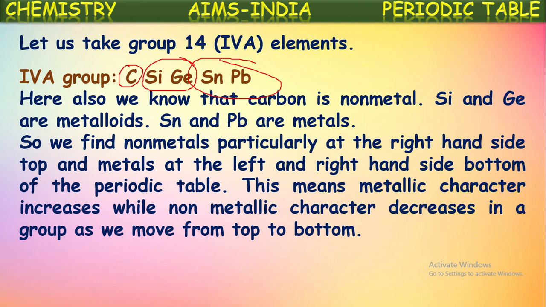So we have derived two points here. Metallic character in a period from left to right decreases and from top to bottom increases. Whereas non-metallic character from left to right increases in a period and from top to bottom decreases in a group. Okay, that's about metallic and non-metallic character.